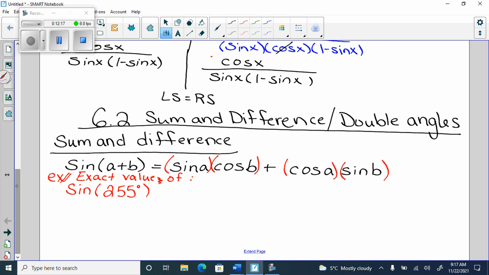Sine 255. So it's going to scream, do this, because it says exact value, and exact value screams, go to your unit circle for the most part, in trig. And I go, oh goodness, 255 isn't on it. But what friends of it are? Sine what? What friends were on here? You tell me.